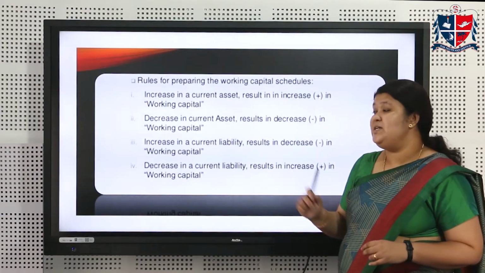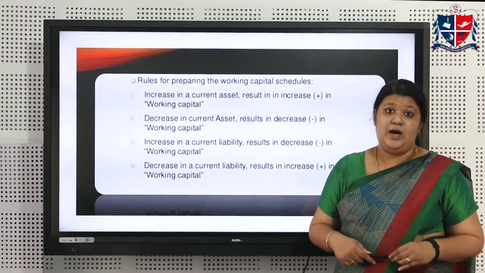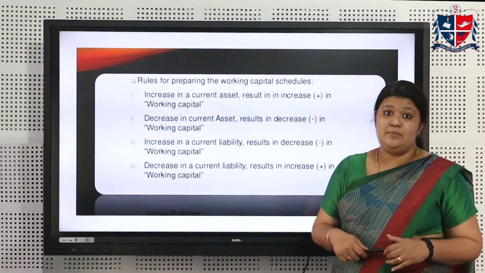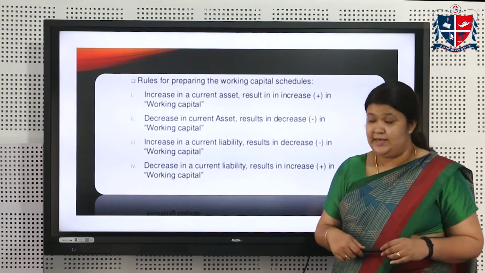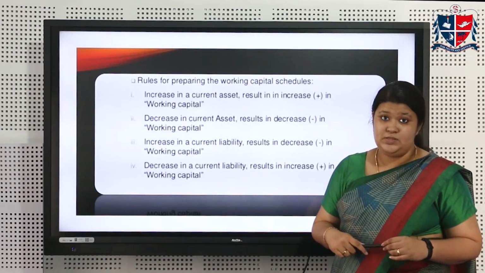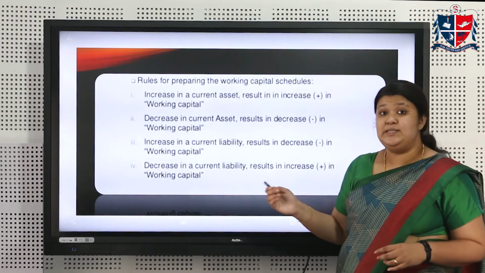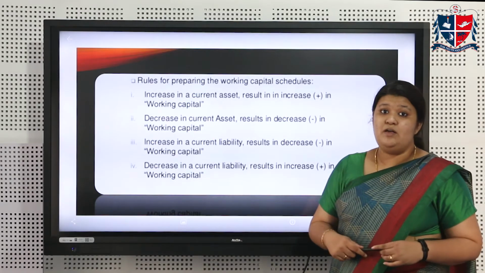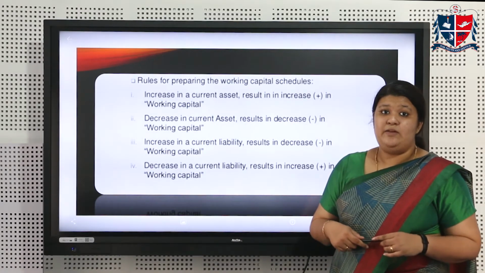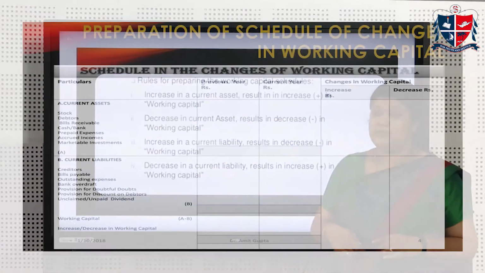An increase in current liability results in a decrease in working capital. The various current liabilities are creditors, bills payable, bank overdraft, short-term loans, outstanding expenses, etc. The current liabilities and the working capital have an inverse relationship. A decrease in current liability results in an increase in working capital. So whenever the current liability decreases, the working capital increases, and whenever the current liability increases, the working capital decreases.